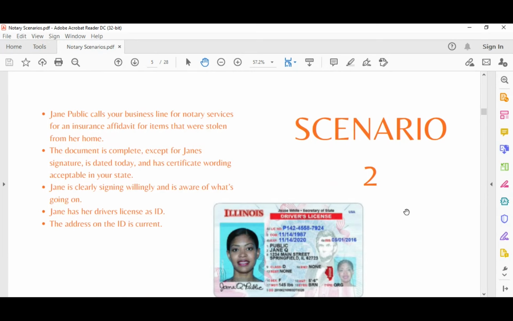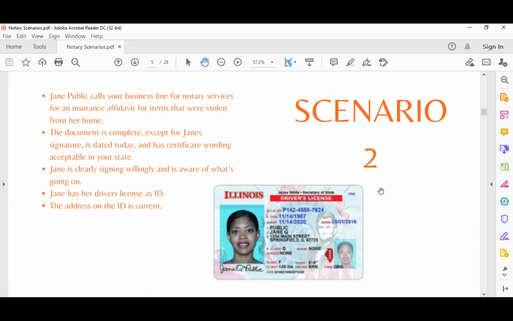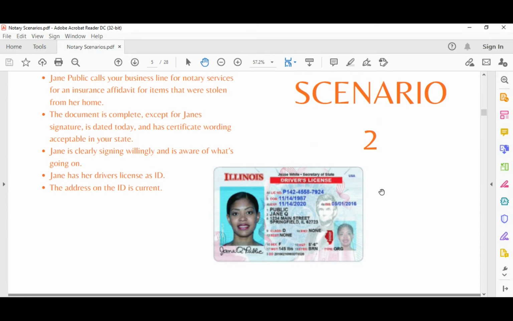Here, it says Jane Public calls your business line for notary services for an insurance affidavit for items that were stolen from her home. The document is complete, except for Jane's signature, is dated today, and has certificate wording acceptable in your state. Jane is clearly signing willingly and is aware of what's going on. She has her driver's license to prove her identity, and the address listed on her driver's license is her current address. Okay?